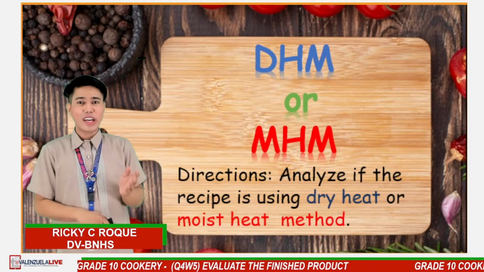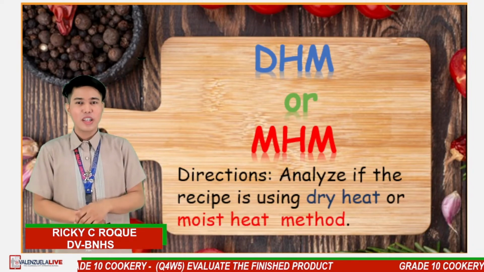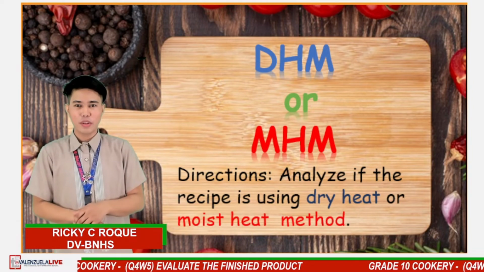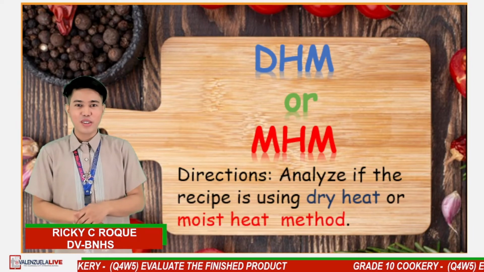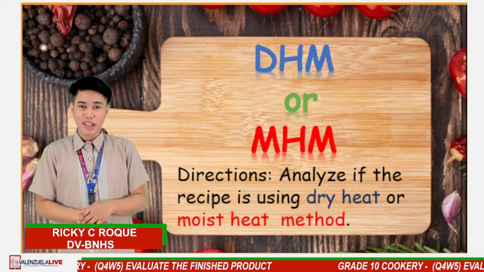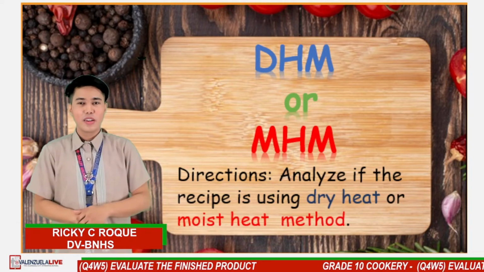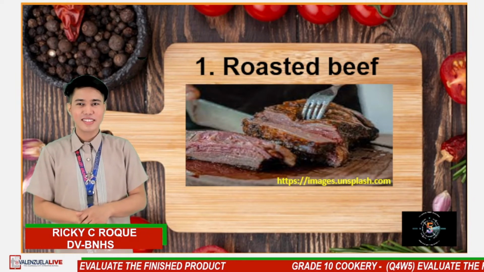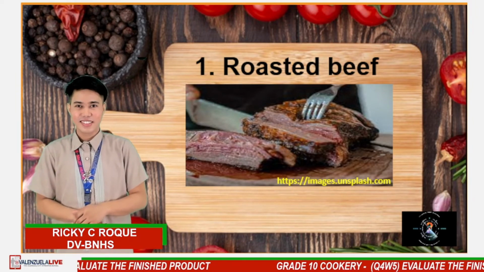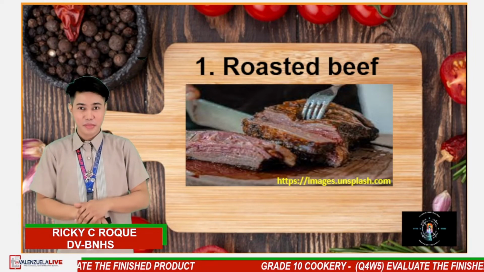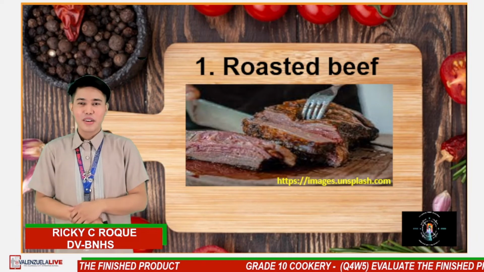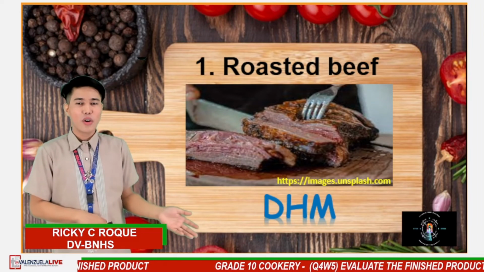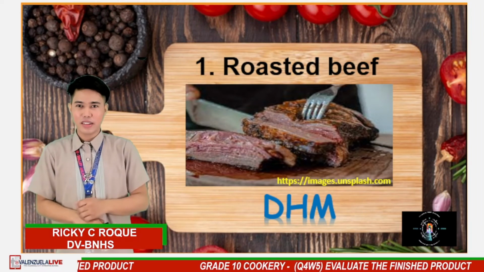We are going to have an activity called Let's Analyze. Let's apply what we've learned by analyzing what cooking methods are used in the different recipes. I will give you 5 seconds to think if it is a dry or moist heat method. Number 1. Roasted beef. For 5 seconds. Roasted beef. Roasting applies, so the method used is dry heat or DHM, dry heat method.